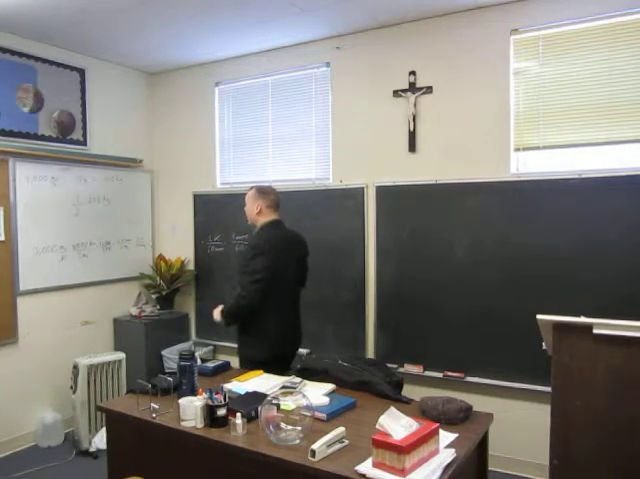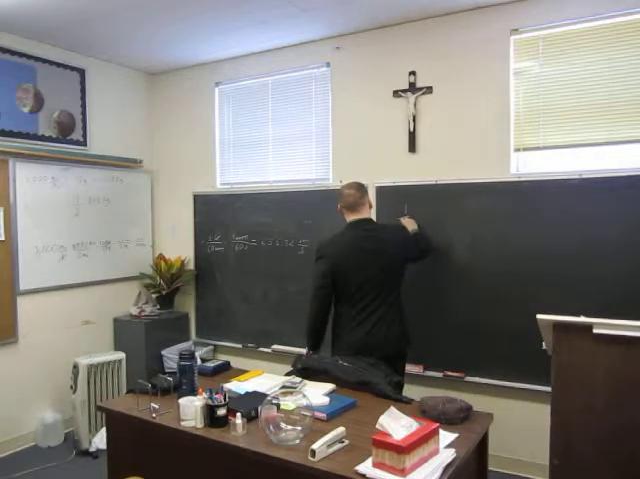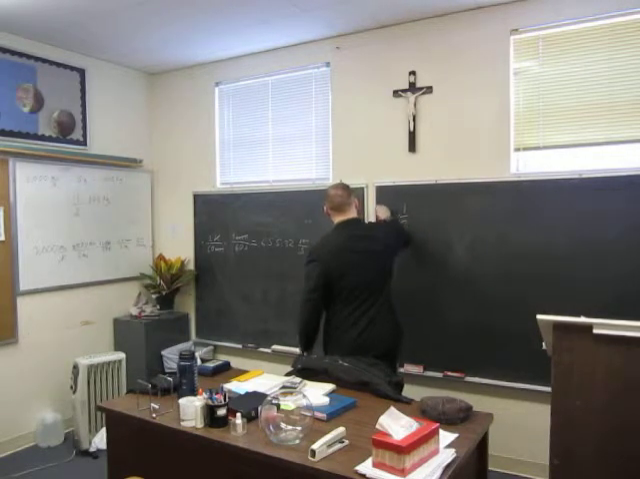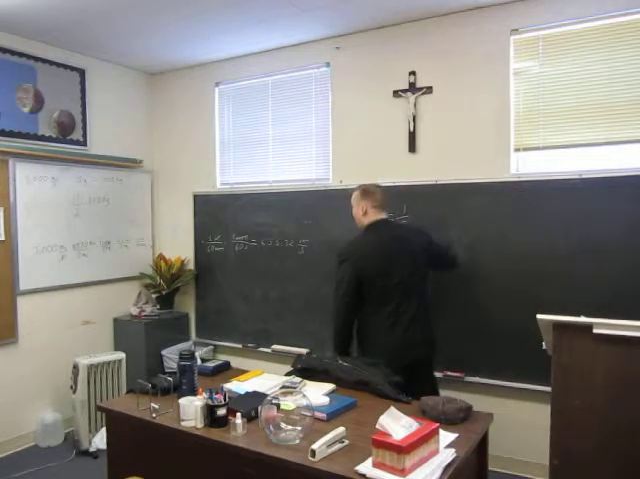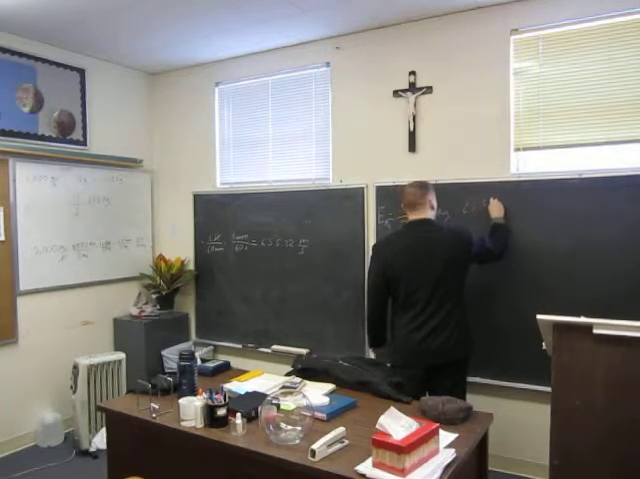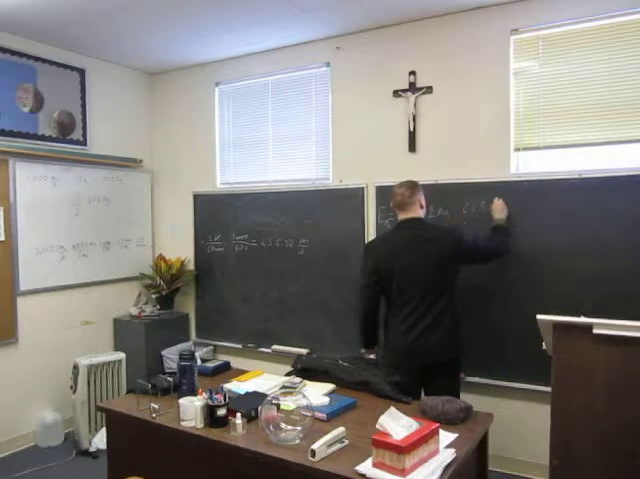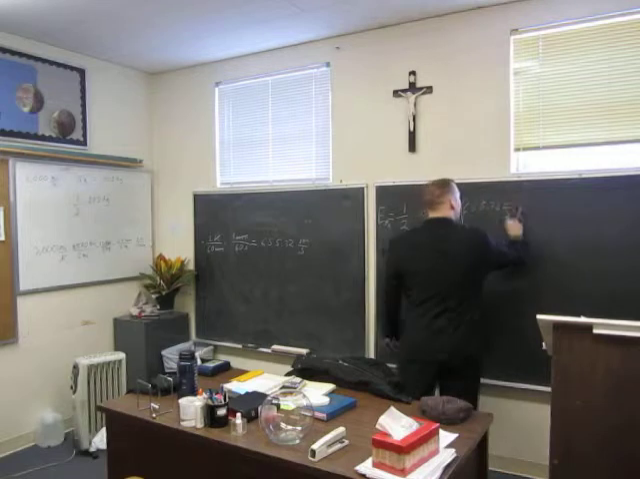Okay, so now we can calculate the energy, right? We've got something to work with. So the energy of the bullet, the kinetic energy, equals 1/2 times 0.001 kilograms times 655.32 meters per second squared.